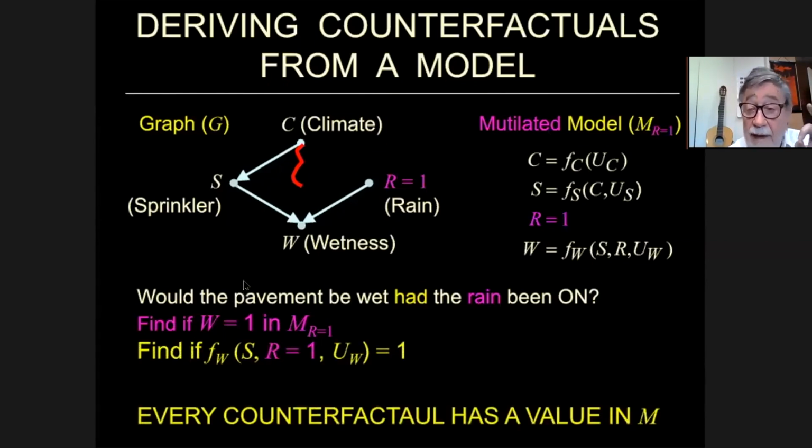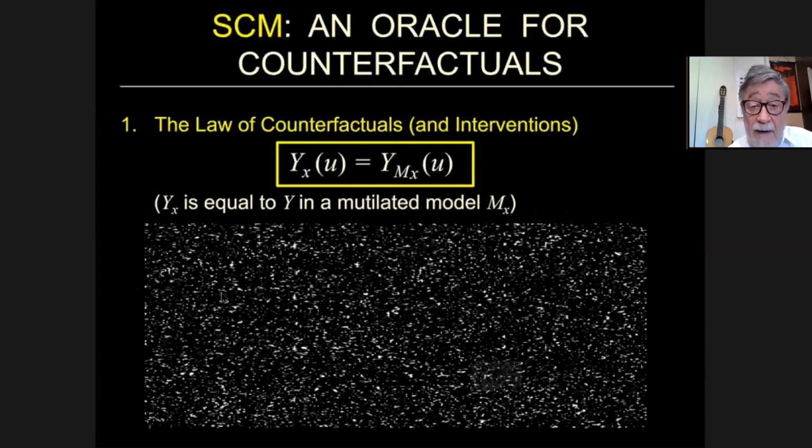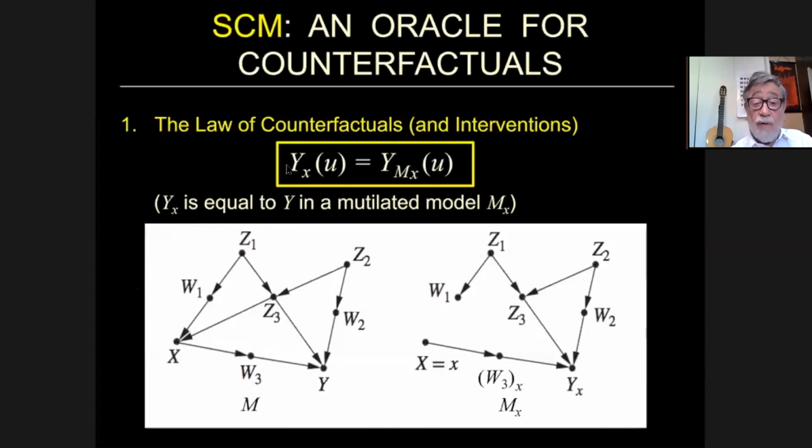It is extremely and embarrassingly simple. Every counterfactual has a value in M because I can do this mutilation for every variable that I want, and the conclusion is we have an oracle for counterfactuals. I even call it the first law of causal reasoning. The law of counterfactuals: the value of the counterfactual Y had X been small x in situation U is nothing else but the value of Y in the mutilated model in the situation U.